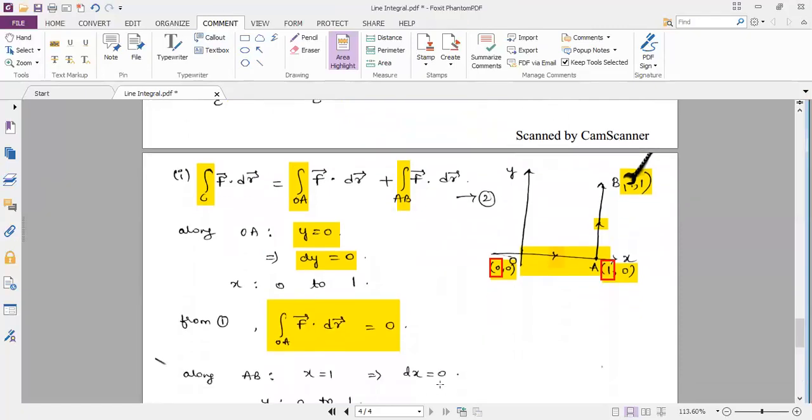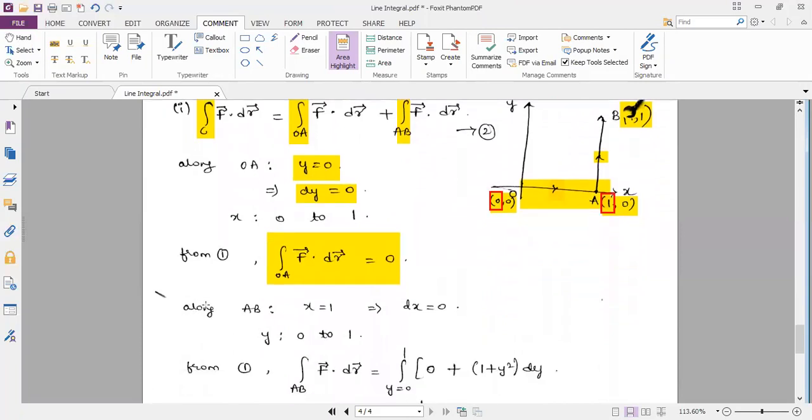Now similarly we will evaluate along AB. Along AB, the equation of the straight line AB is x is equal to 1. Observing the limits, we have the straight line. We observe that y is varying from 0 to 1 and x is equal to 1 itself. So that's the equation of the straight line AB.